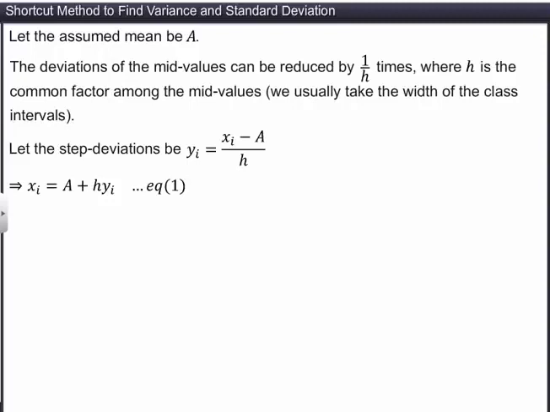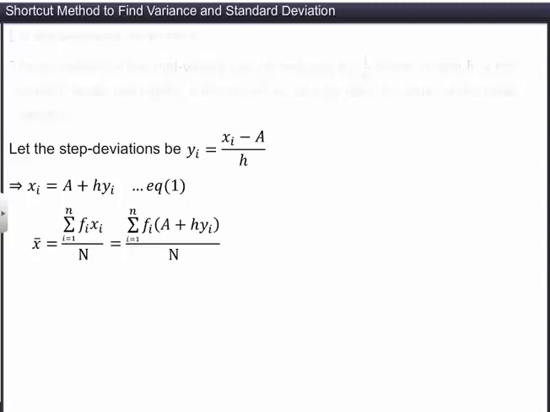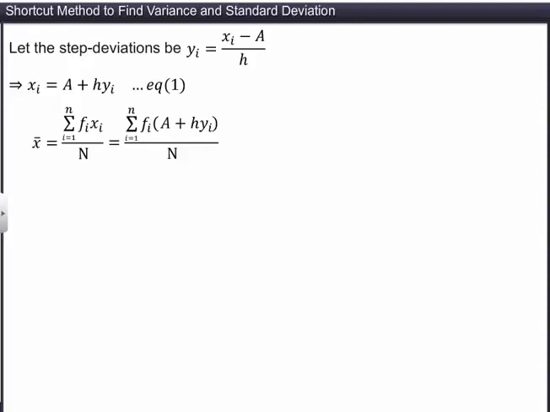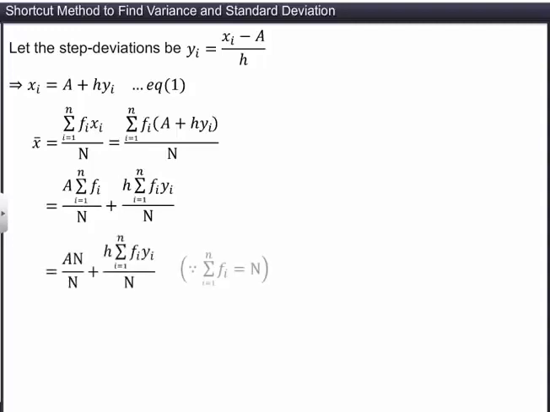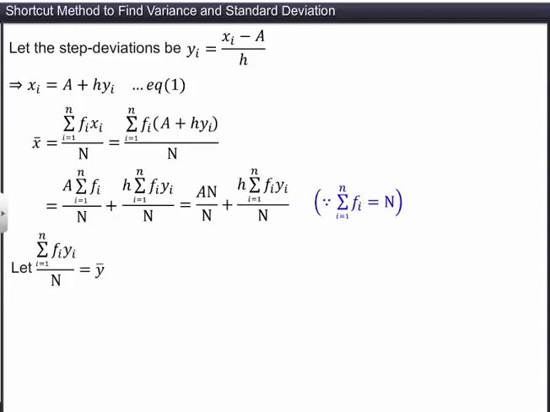We know that the mean x bar is equal to the sum of the products fi and xi divided by n. On replacing the value of xi from equation 1, x bar is equal to the sum of the products of fi and (a plus h yi) whole divided by n. On simplification, the right-hand side of the equation becomes a multiplied by the sum of the frequencies divided by n plus h multiplied by the sum of the products of fi and yi whole divided by n. We know that the sum of the frequencies is equal to n. Let the sum of the products fi and yi whole divided by n be equal to y bar. Therefore, x bar is equal to a plus h multiplied by y bar. Let this be equation 2.